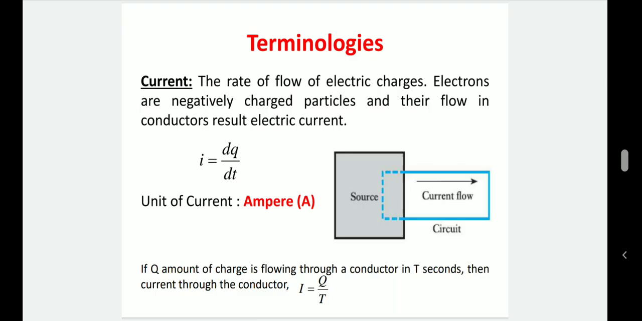Then if we are considering a circuit, if q amount of charges is flowing through a conductor, or through a corresponding point, in a time t, then the current flowing through that point can be expressed as I equals q by t, that is charge divided by time. Okay, so this is what is meant by electric current.